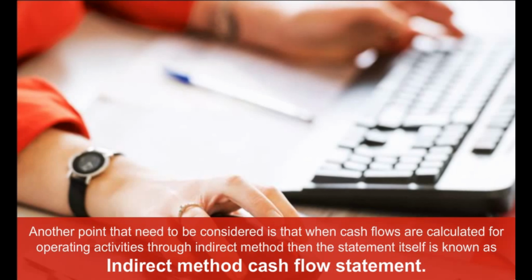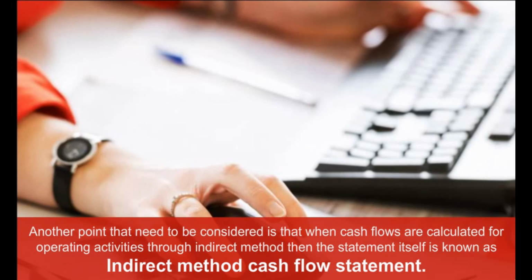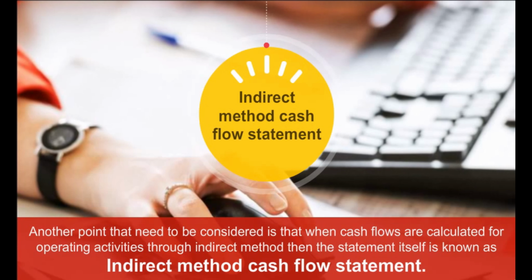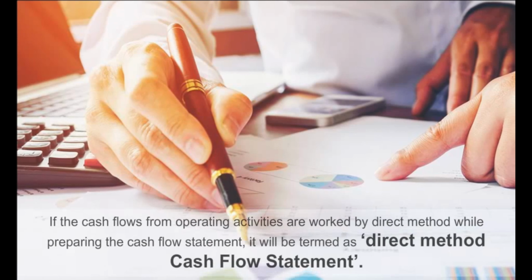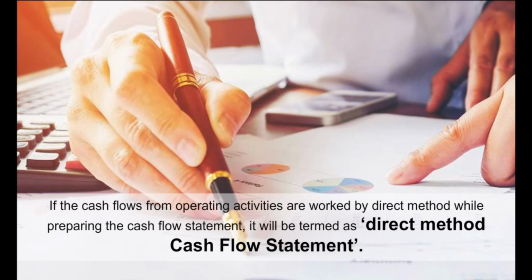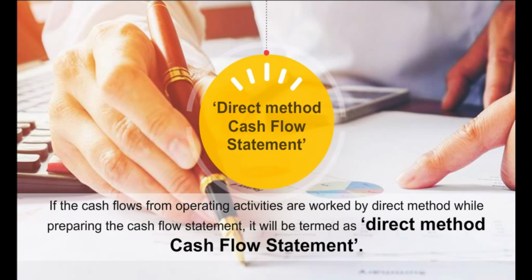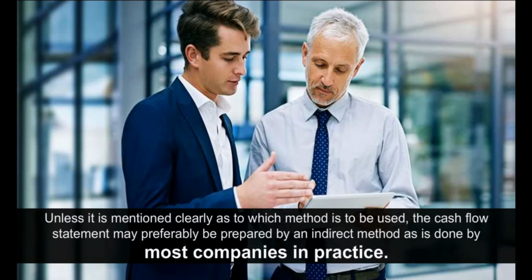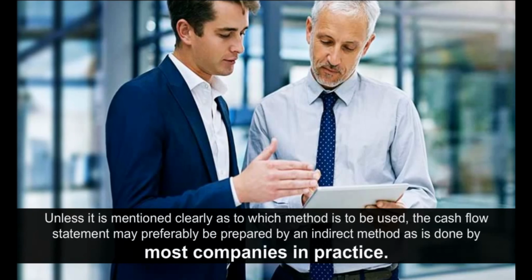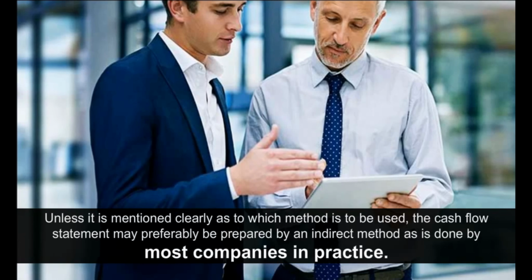Another point that needs to be considered is that when cash flows are calculated for operating activities through indirect method, then the statement itself is known as indirect method cash flow statement. If the cash flow from operating activities is worked out by direct method while preparing the cash flow statement, it will be termed as direct method cash flow statement. Unless it is mentioned clearly as to which method is to be used, the cash flow statement may preferably be prepared by an indirect method, as is done by most companies in practice.